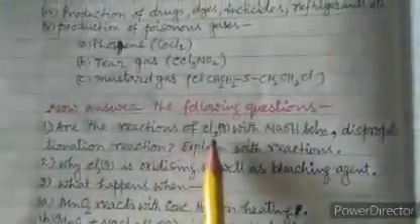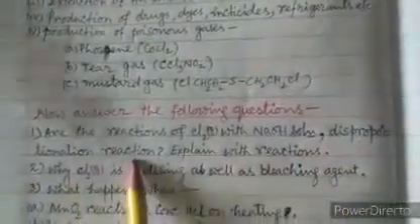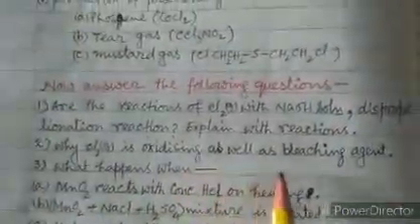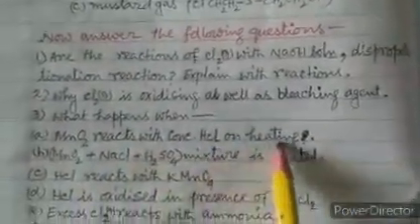Are the reactions of chlorine gas with NaOH solution disproportionation reactions? Explain with reactions. Second, why is chlorine gas an oxidizing as well as bleaching agent? What happens when manganese dioxide reacts with concentrated HCl on heating?